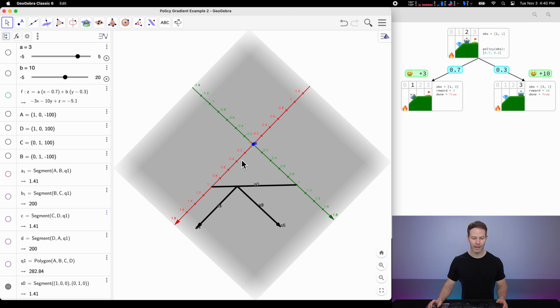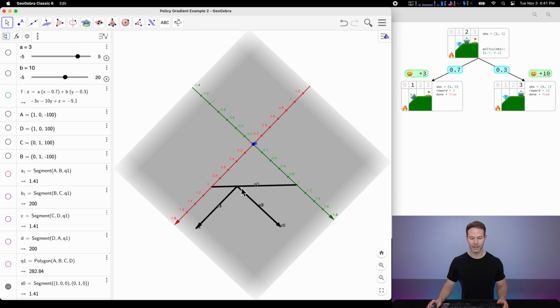And this red arrow, this axis, is the probability of going left. This green axis is the probability of going right. And right now, we are at the point right here, where we have a 70% chance of going left and a 30% chance of going right. And since both these probabilities have to sum to 1, we're going to see that the probabilities output from our policy are going to have to lie somewhere along this line, because these are all the values that add up to 1.